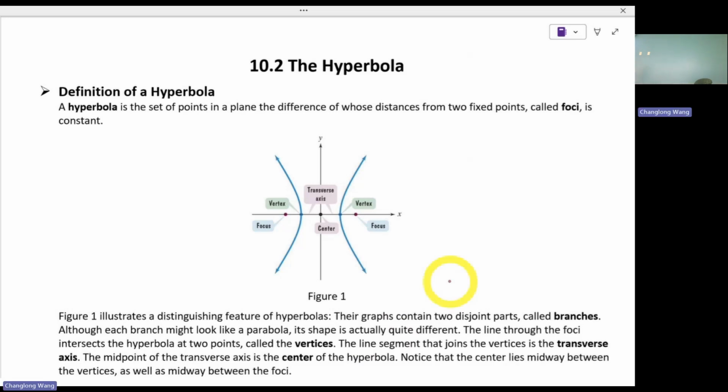I guess you can imagine what a vertically opening hyperbola is going to look like. You're going to turn this whole graph vertically, right? Let the two branches go opening up and down.